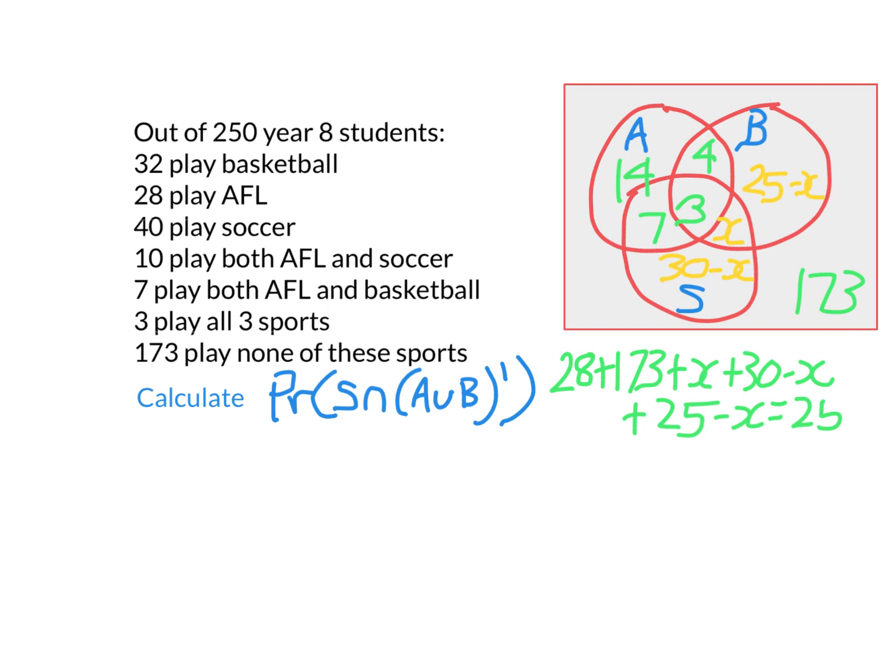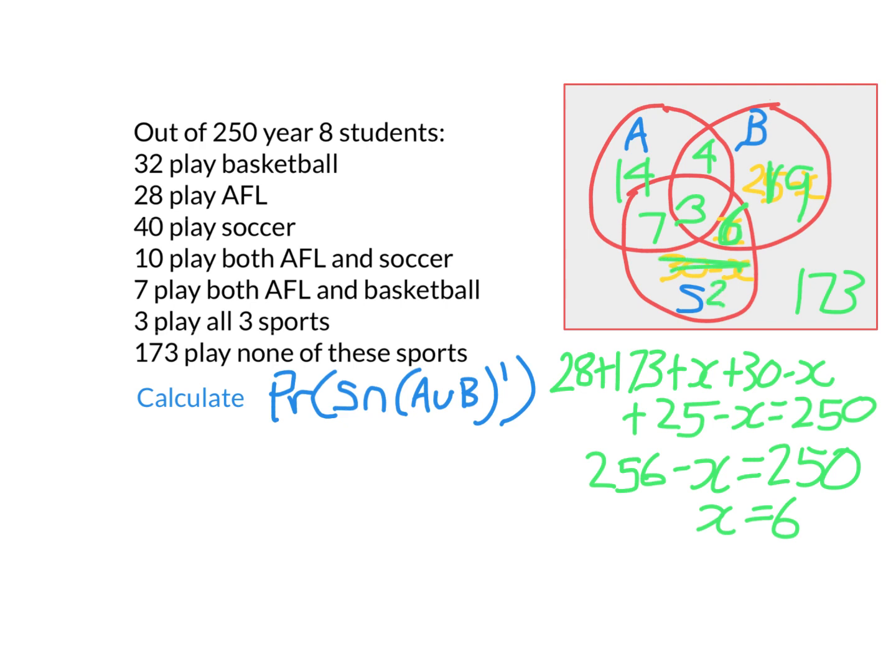So let's go ahead and solve this equation. Well, 28 plus 173 plus 30 plus 25 is actually 256. X minus x minus x is just negative x. So I've got 256 minus x is 250, therefore x equals 6. That means there are 6 people here. There are 25 minus 6, which is 19 here. And there are 30 minus 6, which is 24 there. I now have my Venn diagram filled out, and I can use that to answer questions about probability.